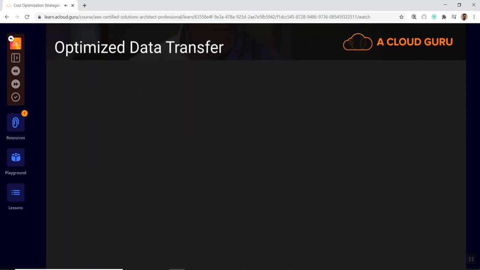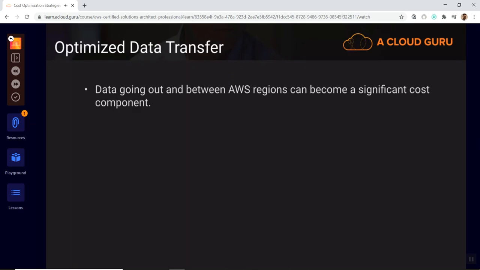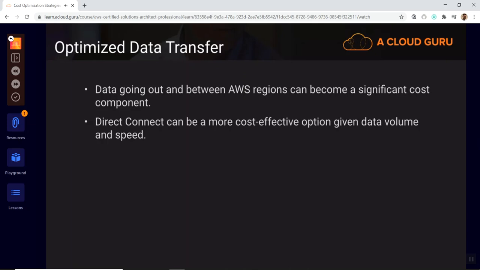Now you should also think about data transfer because, as you know, moving data into AWS doesn't cost anything, but moving data out and between regions does cost something, because that could comprise a significant cost component for us if we're shuffling data around a lot. And in some cases, Direct Connect, although maybe on the surface it looks more expensive, it could actually be more cost effective in the long run, depending on what sort of data we need and our speed requirements.